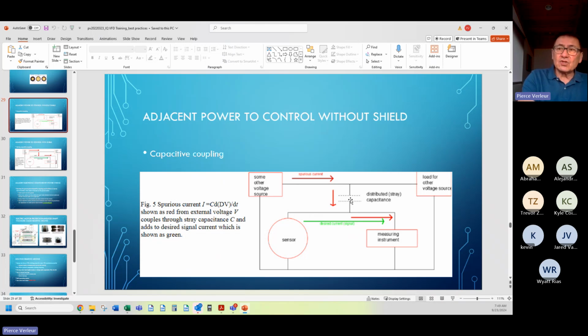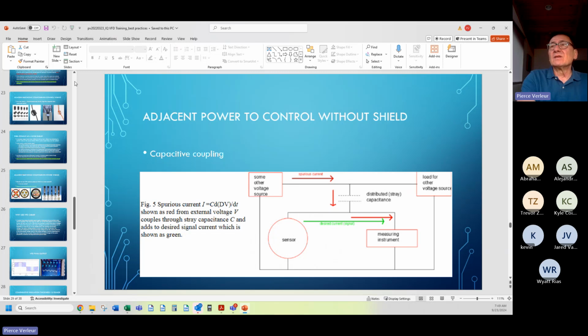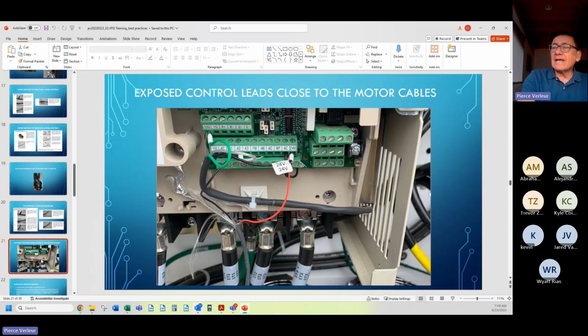So capacitive discharge occurs when you trap high frequency noise on a shield. It occurs when we have bad practice in terms of how we land our shields.